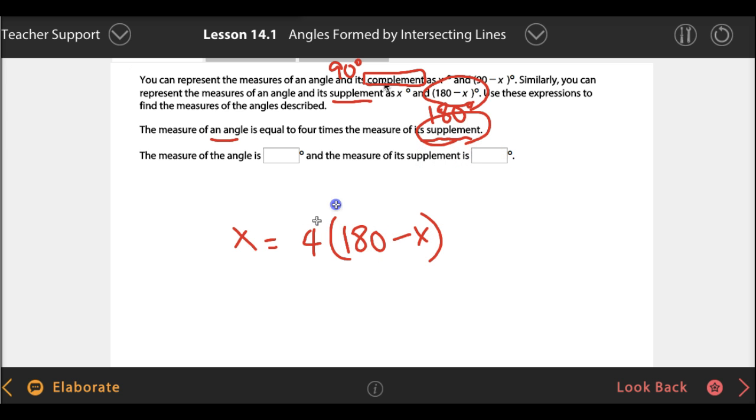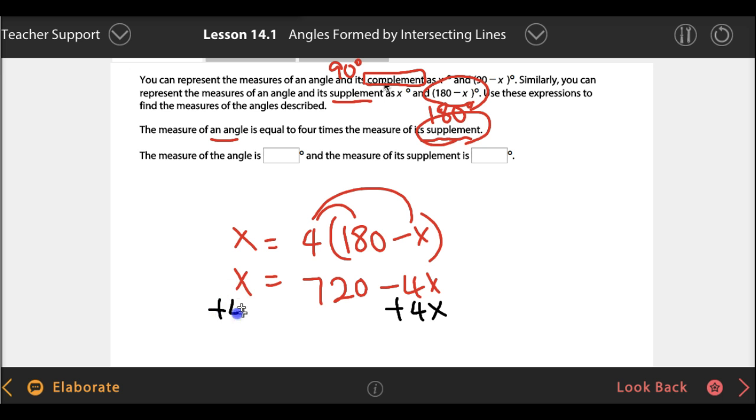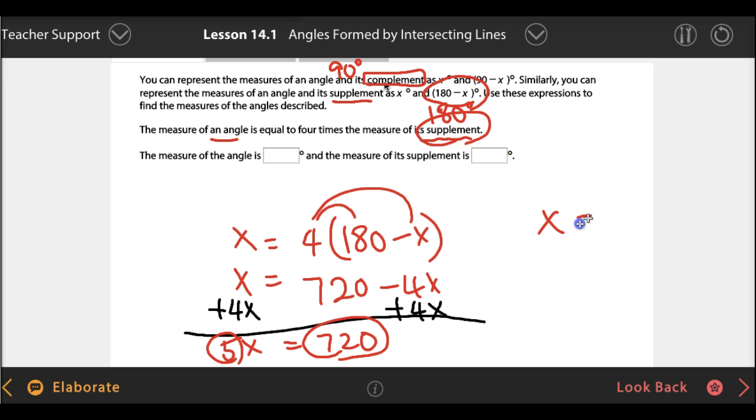Anyway, let's just do this. First, you have to distribute, so x is equal to 720 minus 4x. When you have x's on both sides, you have to get rid of the smaller x, which is negative 4x, right? So add 4x to both sides. And so that would give you 720 equals 5x. Obviously, you have to divide both sides by 5. So x is equal to 720 divided by 5, which is 144. So let's put in the answer.